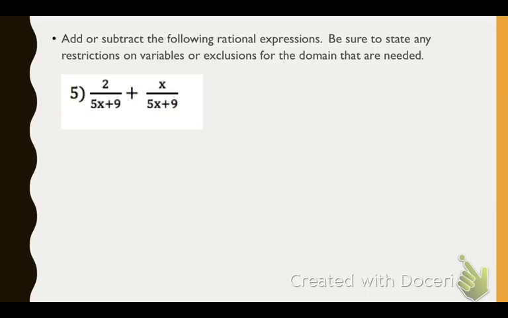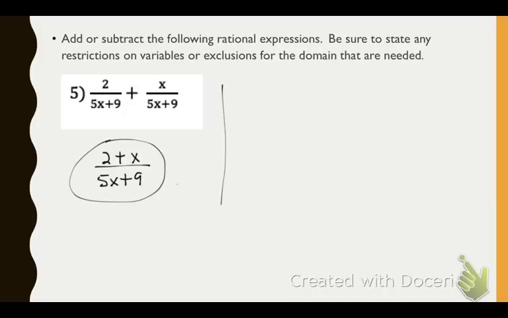To add rational functions, you need to have a common denominator, just like you would if you were adding two simple fractions. So we have a common denominator of 5x plus 9. So we can just simply add the numerators. So we say 2 plus x, because we can't combine those terms, and then put it all over our one denominator. After doing that, we just look and see if it will simplify for us, and it won't.